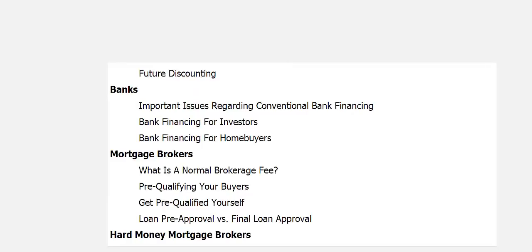Banks. Important issues regarding conventional bank financing. Bank financing for real estate investors and bank financing for home buyers. Mortgage brokers. What is a normal brokerage fee? Pre-qualifying your buyers. Getting pre-qualified yourself. Loan pre-approval versus final loan approval. Hard money brokers.